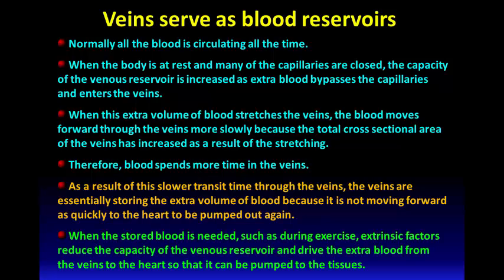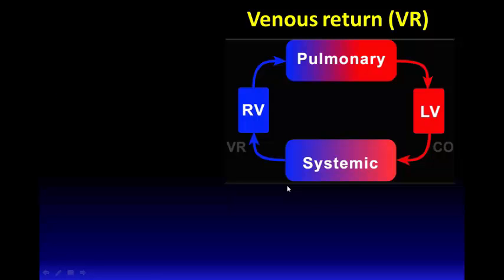When the stored blood is needed, such as during exercise, extrinsic neurohormonal factors reduce the capacity of the venous reservoir by causing venoconstriction and hence drive the extra blood from the veins to the heart so that it can be pumped to the tissues. The second important function of the veins is that they collect blood and return it to the heart. So the veins are important in venous return.